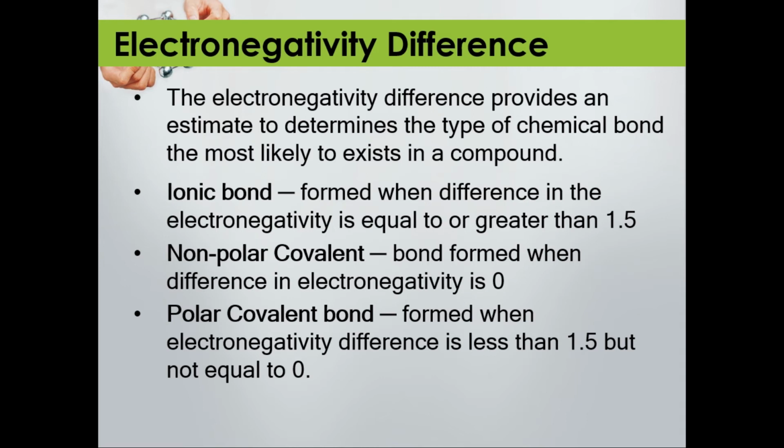From here, we can see the electronegativity difference that we got for sodium and chlorine is 2.1. As you can see, it already falls here. It's greater than 1.5, so it's an ionic bond. Take note, class, an ionic bond is a bond between a metal and a non-metal. So automatically, sodium chloride has an ionic bond between them.